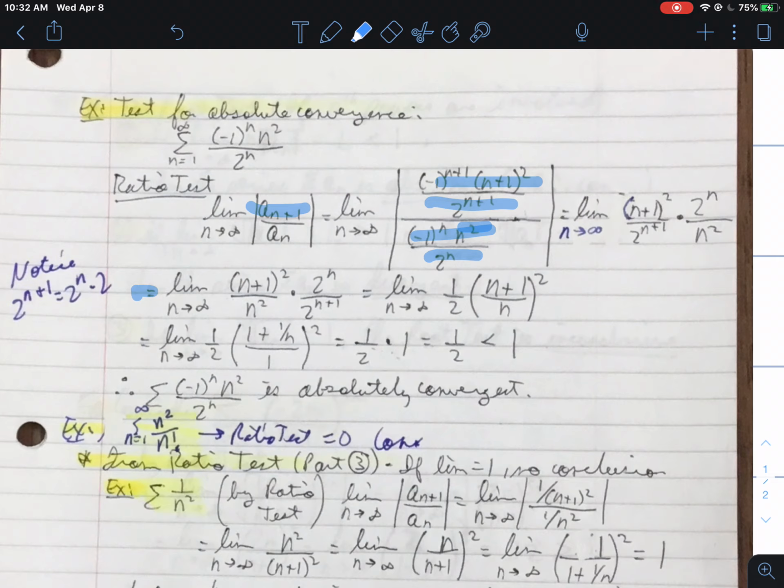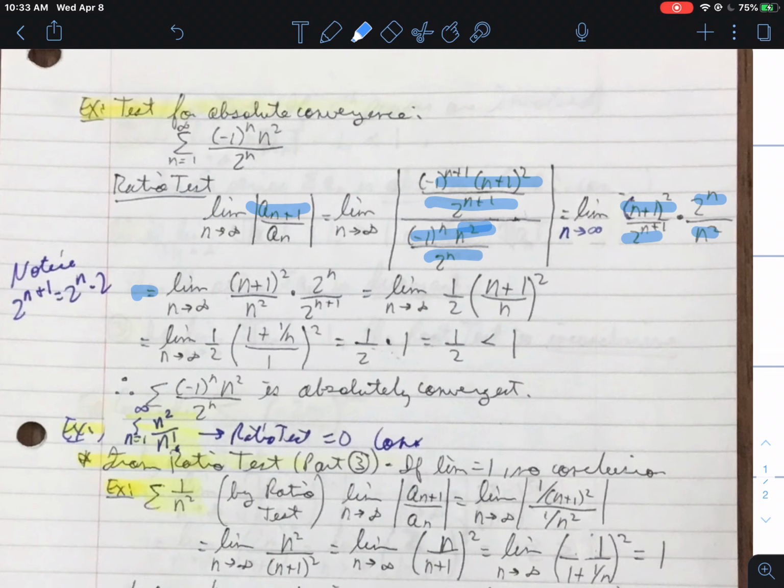Now all I did in this next step was rearrange the factors a little bit. So I took the n plus 1 squared and the n squared and made one fraction out of that. And then I took the 2 to the n and the 2 to the n plus 1 and made one fraction out of that. So that's just rearranging the factors, and that's for convenience sake, just to make it a little clearer as far as the simplification.